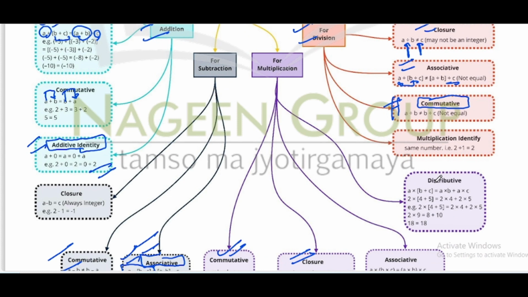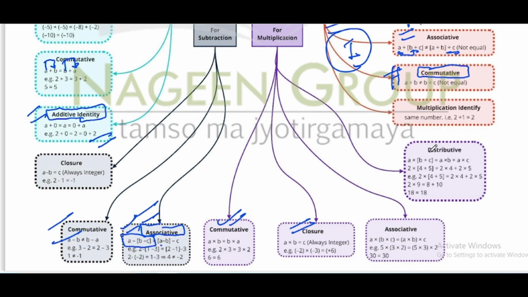Next is multiplicative identity. Multiplicative identity of an integer is 1. It means if a given integer is multiplied by 1 or divided by 1, then the result remains unchanged. It means the multiplicative identity of an integer is 1.